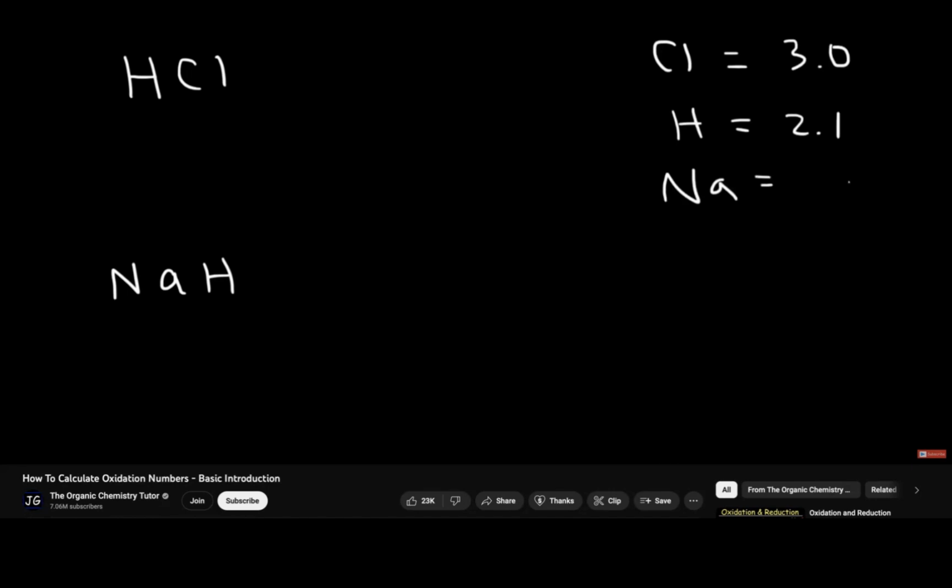Now let's look at 2 other examples, hydrochloric acid and sodium hydride. Chlorine has an electronegativity value of 3.0. Hydrogen is 2.1. And sodium, it's like 1 point something. I'm not sure what the exact number is. It could be like 1.5, 1.7, but I know it's less than 2. So in this example, hydrogen bears a partial positive charge. Chlorine bears a negative charge because chlorine is more electronegative than hydrogen. So therefore, chlorine is going to have its oxidation state of -1, which is typical of most halogens. Hydrogen is going to have an oxidation state of +1. As we mentioned before, whenever hydrogen is bonded to a nonmetal, the oxidation state is usually +1.